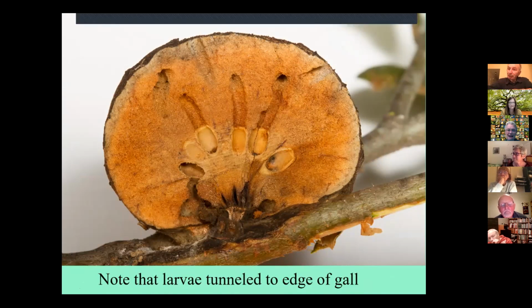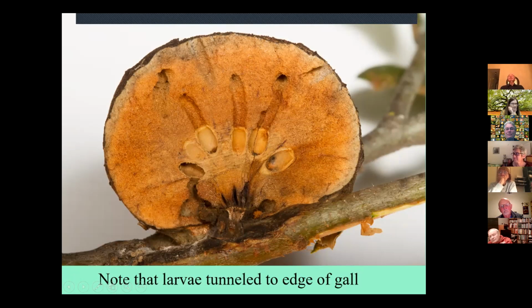But you can see how many separate, let's see if I get my pointer back. You get 1, 2, 3, 4, 5, 6 separate chambers. And in each case, the larva has tunneled out, each single larva has tunneled out in a different direction and made an exit hole at the surface.